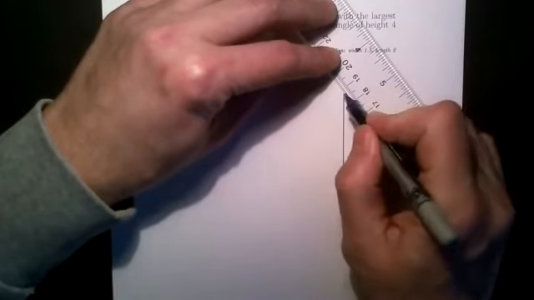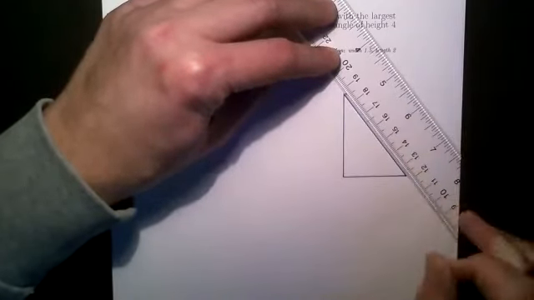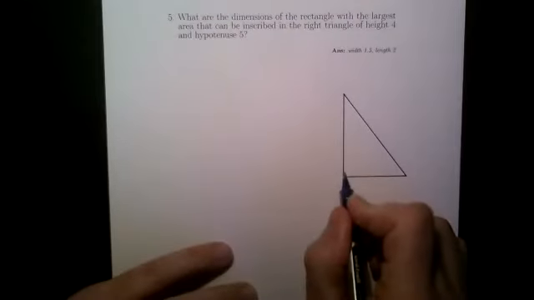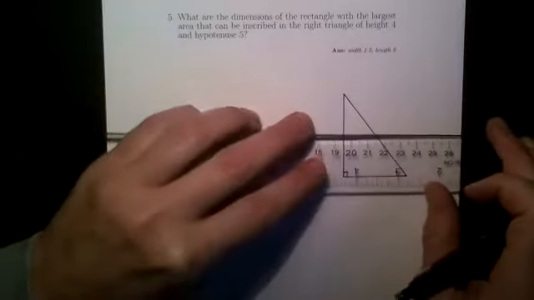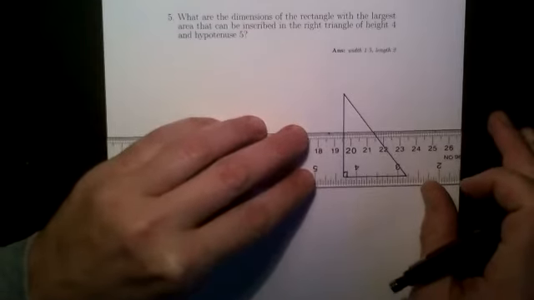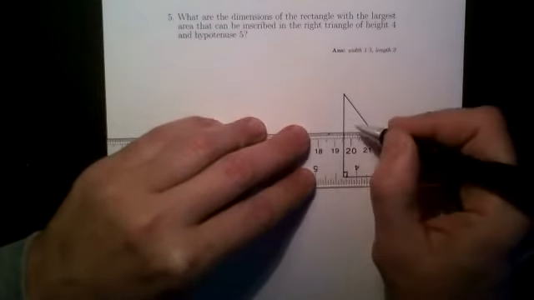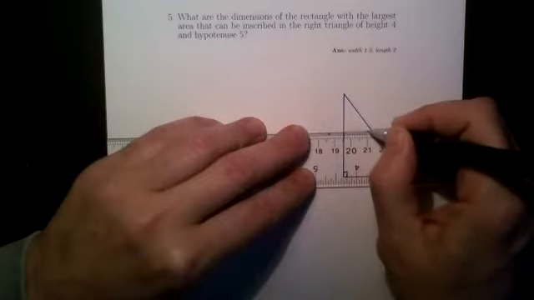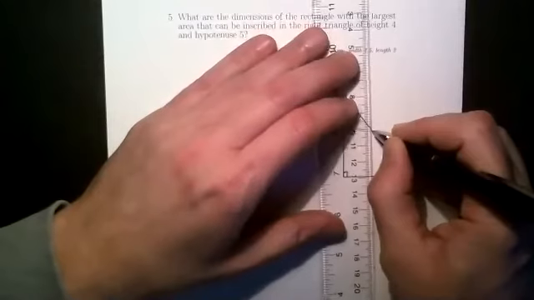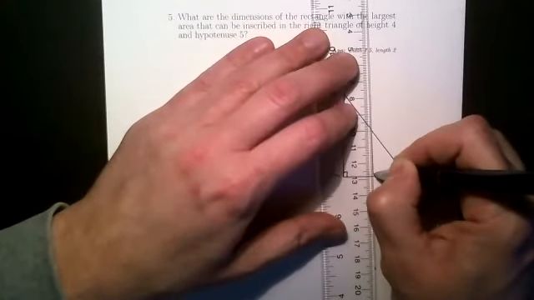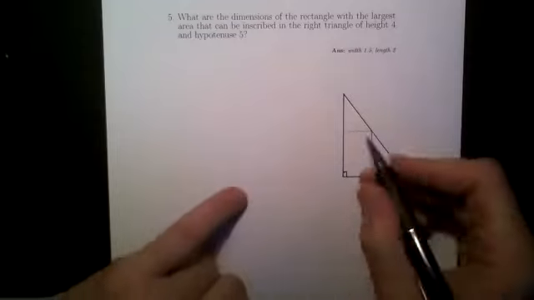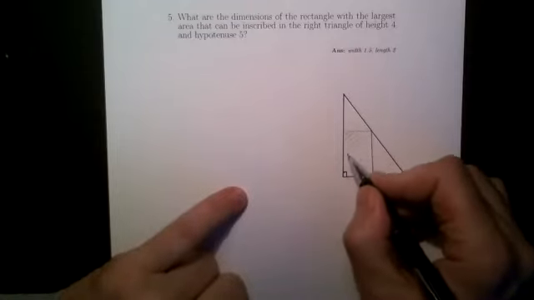Okay, so we have a right triangle. This is 90 degrees. And I would like to fit in a rectangle inside, which has the maximum area. So let's say here. Okay, so I want to maximize this area here. That's the question.